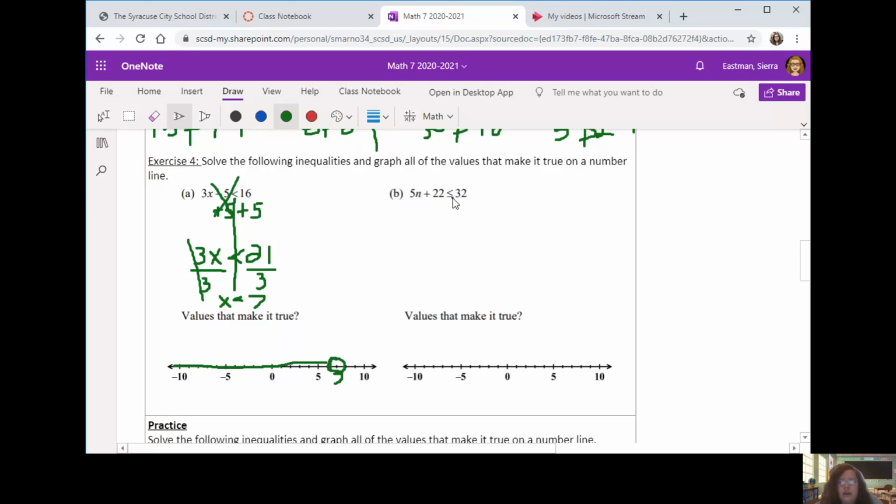Same thing over here. Let's solve this one. Draw my line down the symbol. I'm using my opposite operations to try and get that n variable by itself. Positive 22 minus 22 reduces to 0. I have a 5n left with that symbol here. And we have 10 on this side. Then I want to divide by 5 to get n by itself. So n has to be less than or equal to. Now we have that equal to line.